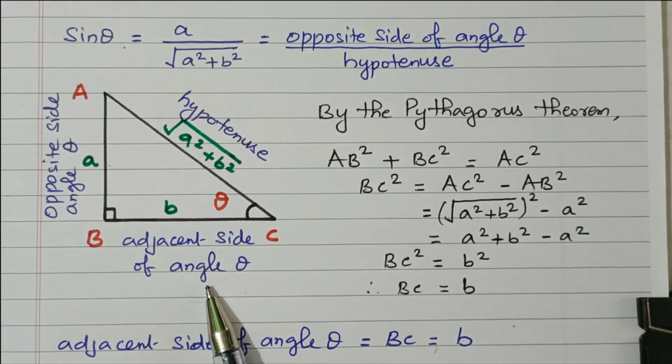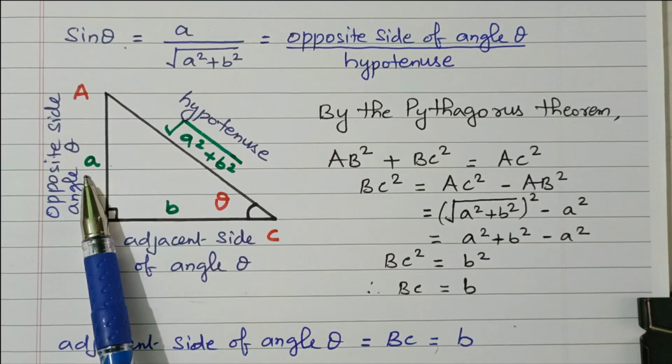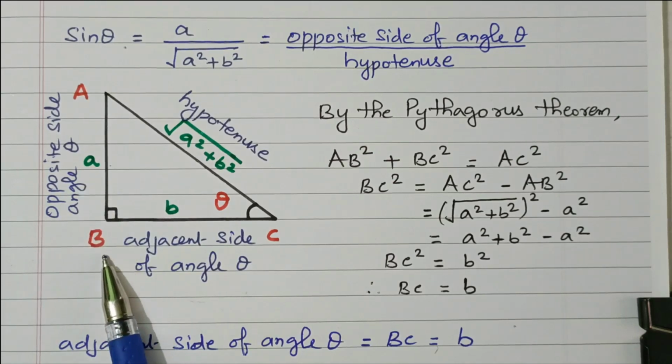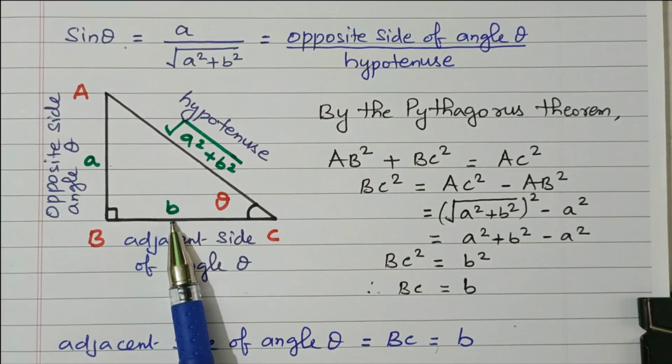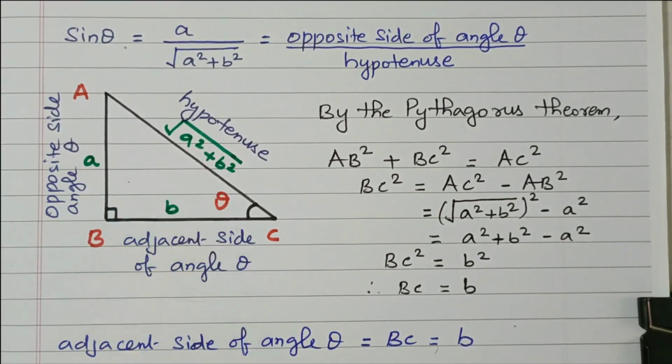So now we can go to the proof, the expression. The opposite side is AB, that value is a. The adjacent side is BC, that value is b. The hypotenuse is AC, that value is square root of a square plus b square.